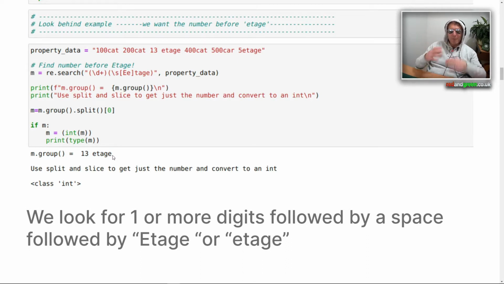But although we're matching on etage, we actually want the number that comes before it. So that's where we need to use split. So dot split breaks it into two, and then you've got 13, which, by slicing it, you'll have square brackets 0 and square brackets 1. Square brackets 0 will give you 13, and square brackets 1 would give you etage. But we don't care about etage because that's exactly what we're looking for. So 13 is equivalent to the first slice. So that's why we've got the 0 there.